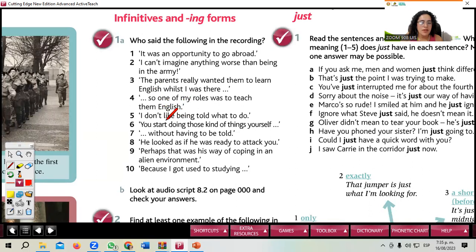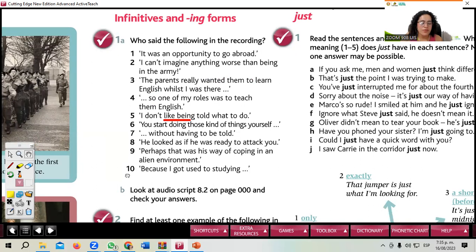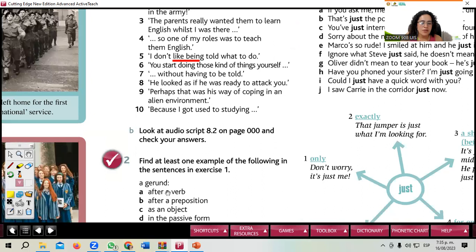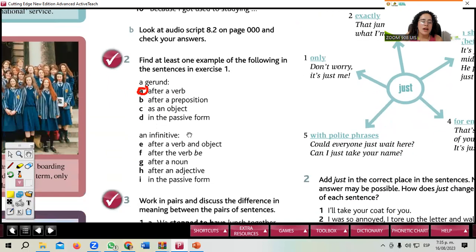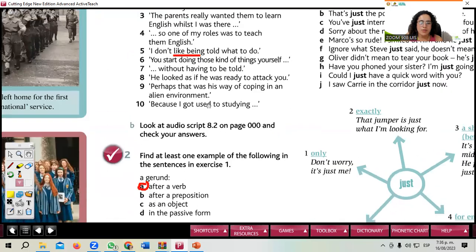Here, I found it, okay? I don't like being told what to do. So this is a gerund after a verb. I'm going to put the color red here. So you can either use different colors or write the letters. For example, here you write number 5 in front of it. However you want to do the activity, let's find one example of each thing, gerund or infinitives, from the sentences number 1, okay?